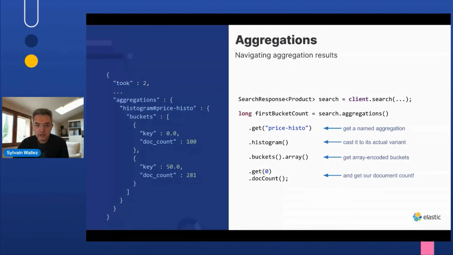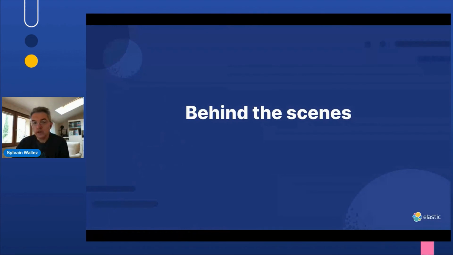The key point here is that the new Java client drives you completely through navigation of complex object hierarchies without requiring you to cast your objects or even know about the actual class names of those objects. It's all completion driven from the IDE. So let's have a look at what's behind the scenes. Where does this Java client come from? How have we produced it?